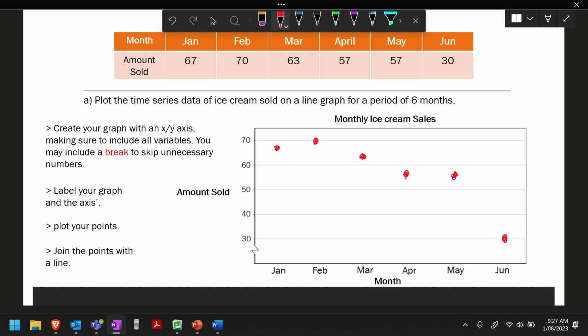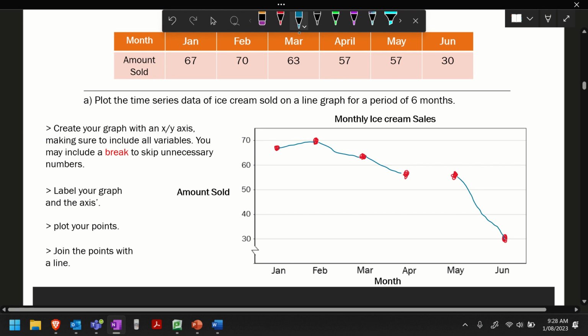Now, Attila had a question, is it always a dot plot? Yes, but the next step is with a time series, you must join the dots. So join the dots now once you've drawn your dots. The reason being, as I asked Kane before, is you need to be able to see the trend of what's happening. That's why we join the dots. Okay, that's our time series graph.